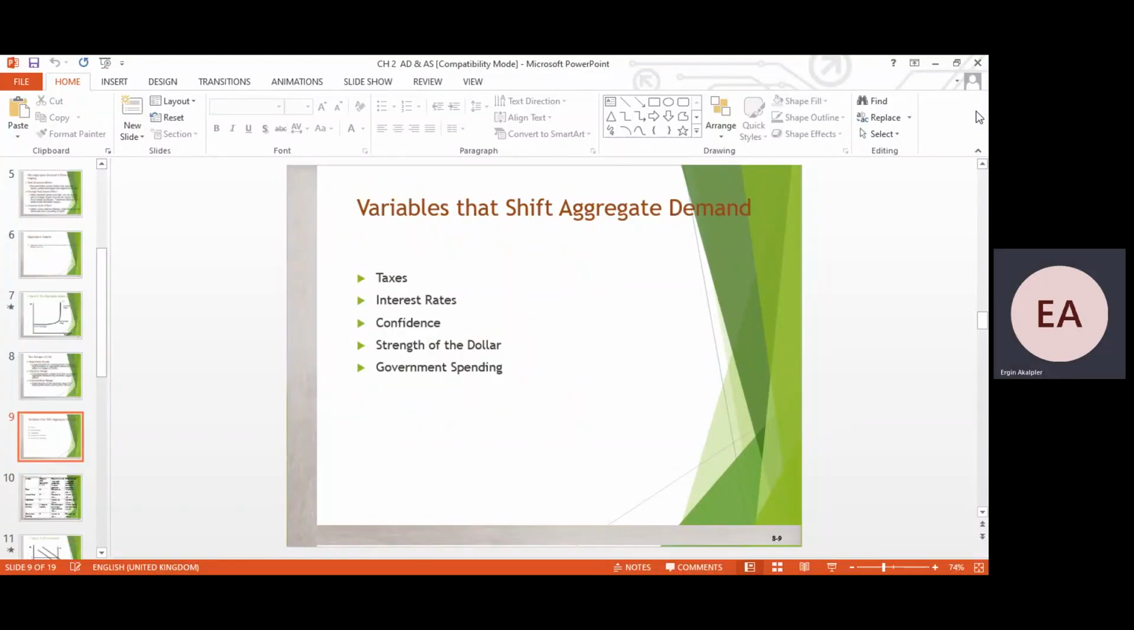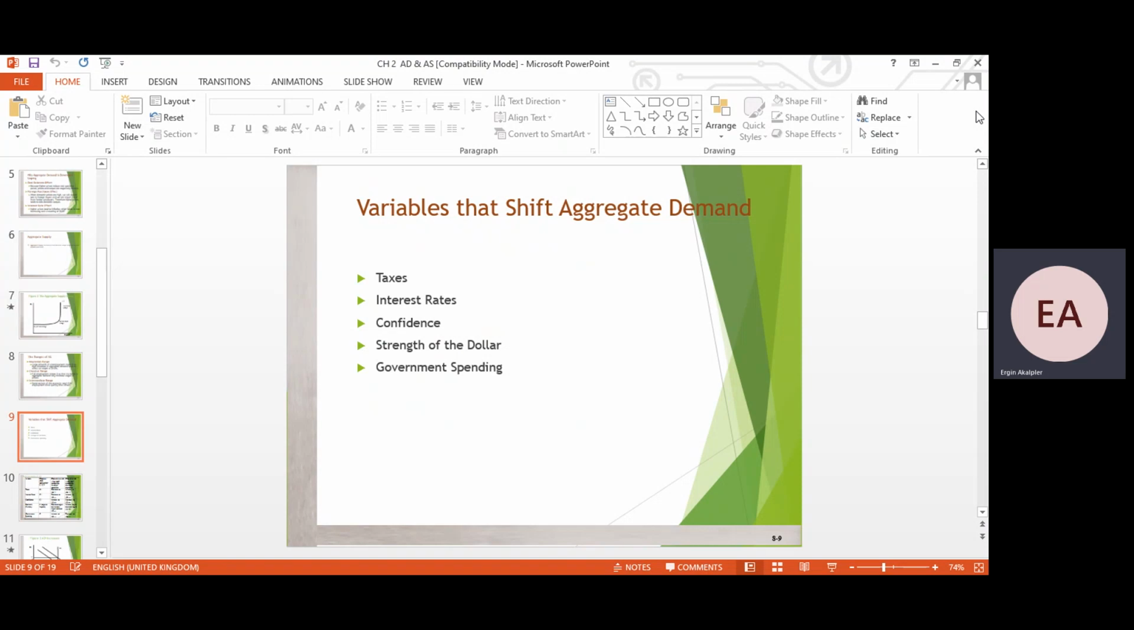The variables that shift the aggregate demand curve are taxes, interest rate, confidence, strength of the dollar, and government spending. As you see, aggregate demand is affected by the taxes. When you increase the taxes, demand capacity is expected to be reduced, and when you decrease the taxes, aggregate demand is expected to enlarge. Similarly, when you increase the interest rate, people's desire to save increases, and vice versa. When you reduce the interest rate, consumption is expected to enlarge.